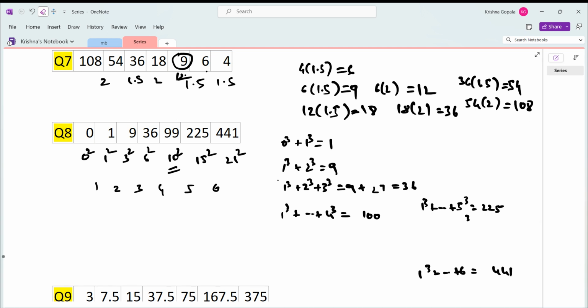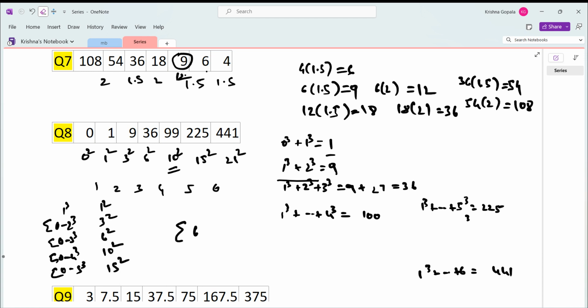When you sum the cubes, they're going in this direction, right? 1 cube, then 0 to 2 cube, 0 to 3 cube, 0 to 4 cube, 0 to 5 cube. Then the sum of 0 to 1 cube is equal to 1 square. 0 to 2 cube is equal to 3 square. 0 to 3 cube is equal to 6 square. 0 to 4 cube is equal to 10 square. 0 to 5 cube is equal to 15 square.